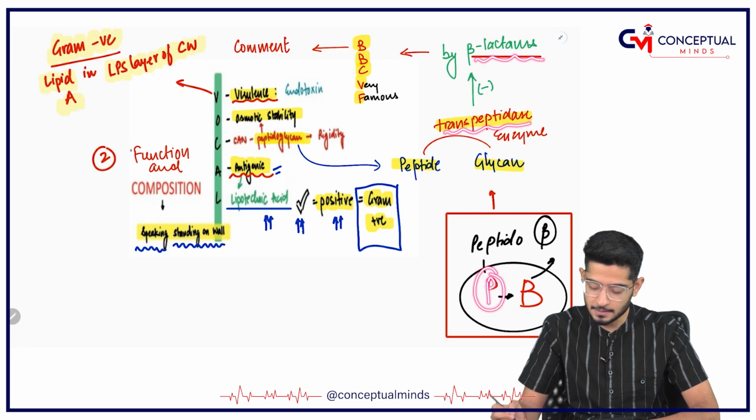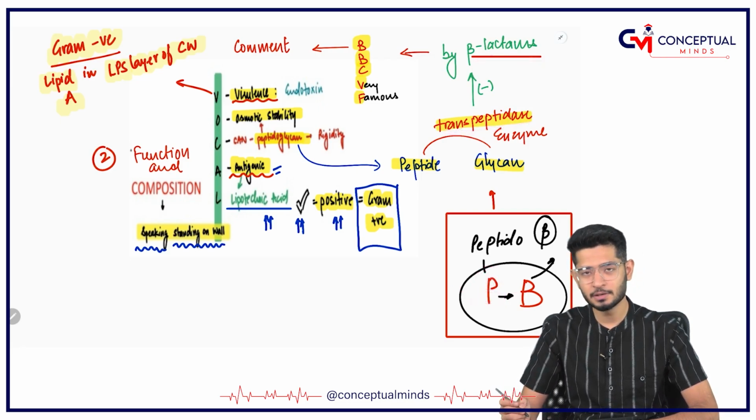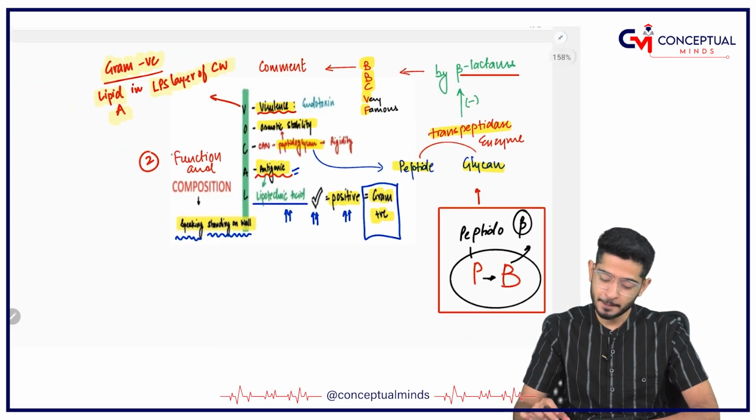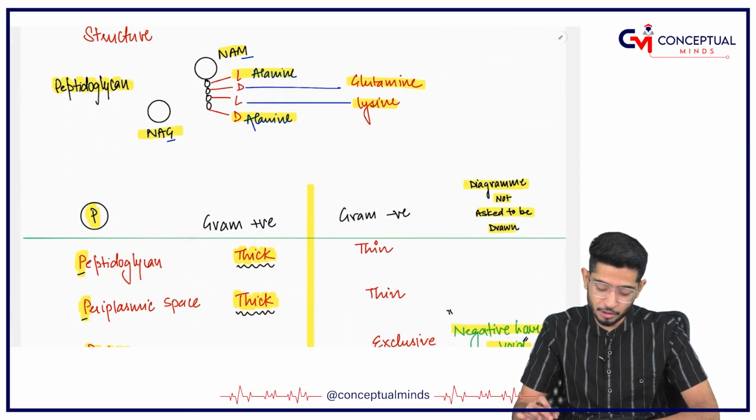Can you see, this is P, and if you add one more semicircle, that becomes B. So beta-lactams are going to inhibit the peptidoglycan by inhibiting the transpeptidase enzyme. Coming on to the structure.